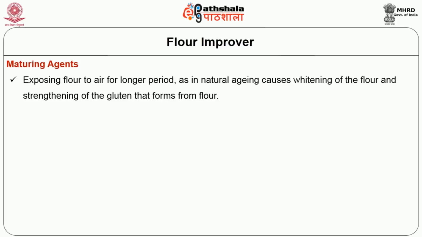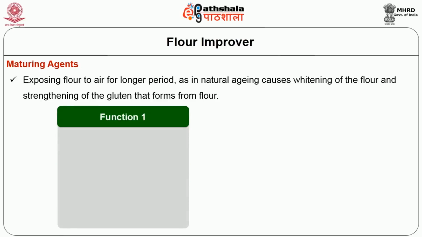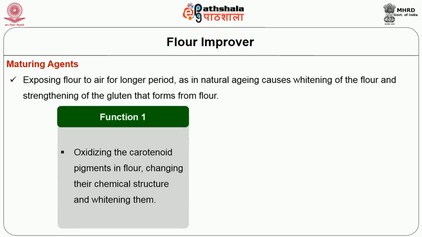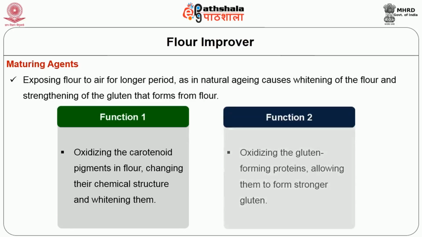Exposing flour to air for longer period, as in natural aging, causes whitening of the flour and strengthening of the gluten that forms from flour. Oxygen, the active ingredient in air, performs two major functions: oxidizing the carotenoid pigments in flour, changing their chemical structure and whitening them. And the other function is oxidizing the gluten forming proteins, allowing them to form stronger gluten.